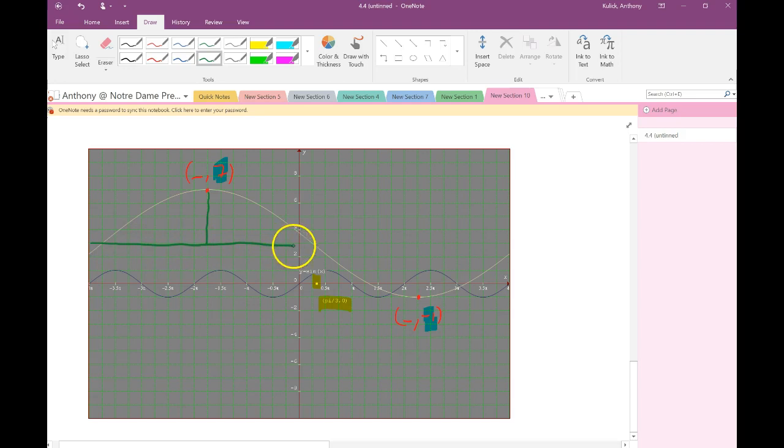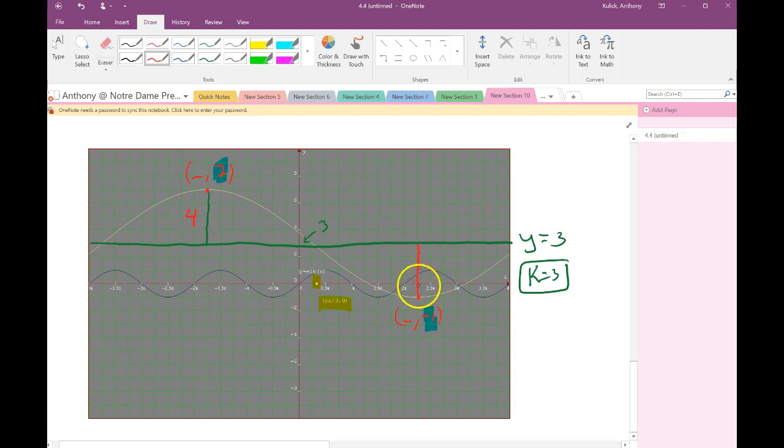So this will be my mean line here. And notice that we passed through the y value 3. So this is y equals 3. And that tells me right away that my k value is 3. Now notice that we said the distance from the mean, or from that crest to the mean line, is 4.